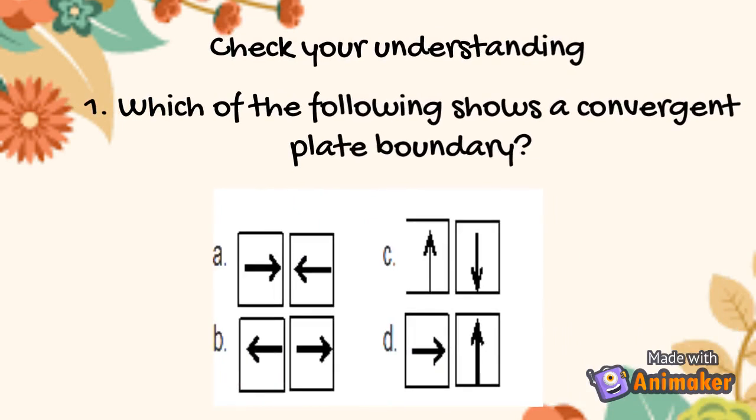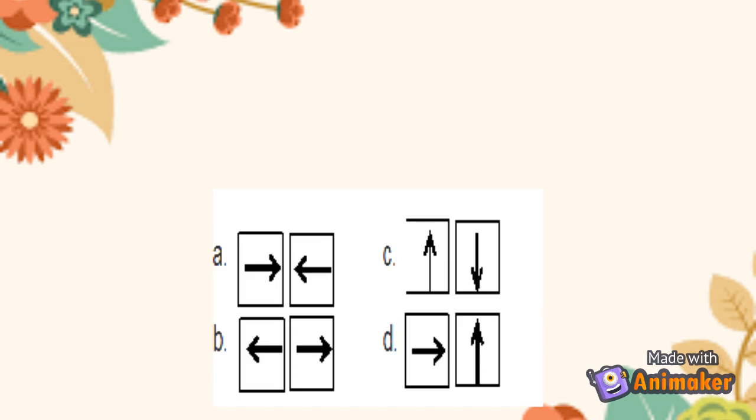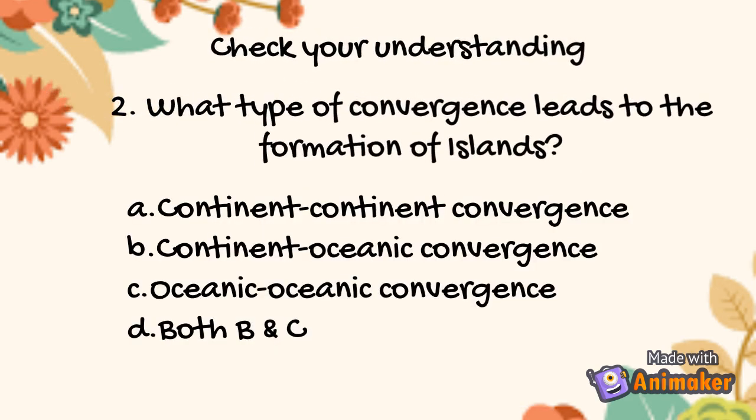Now, let us check your understanding. Write your answer on the 1/4 sheet of paper. 1. Which of the following shows a convergent plate boundary? Is it letter A, letter B, letter C, or letter D? 2. What type of convergence leads to the formation of islands? A. Continent-continent convergence. B. Continent-oceanic convergence. C. Oceanic-oceanic convergence. D. Both B and C.